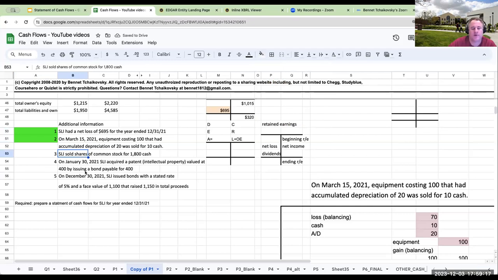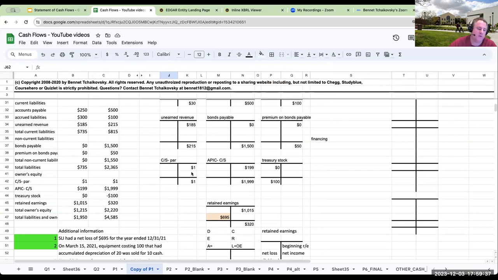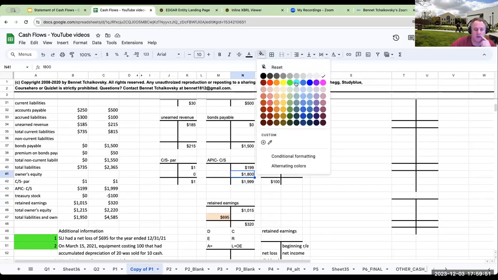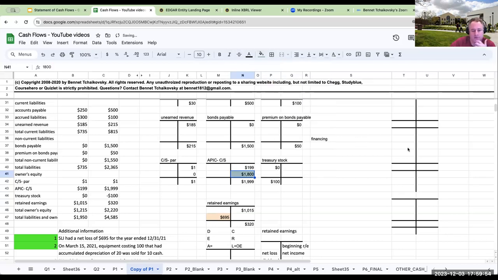Here, I sold shares of common stock for $1,800 cash. When I sell stock, I'm debiting cash because I'm getting money. And I would typically credit common stock at par and additional paid in capital, common stock. We learn this from reviewing owner's equity. If you look at this question though, I didn't put anything into common stock at par. It all went into additional paid in capital, common stock. So I'm going to go ahead and debit cash.